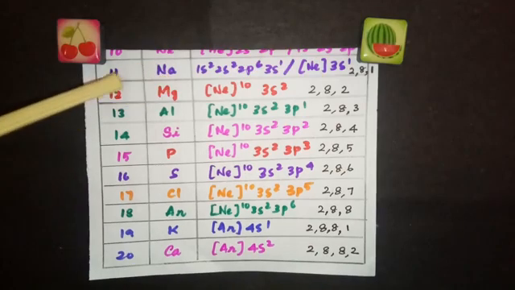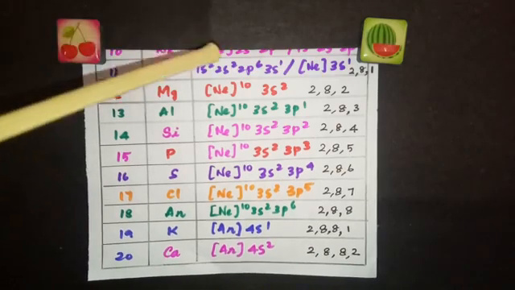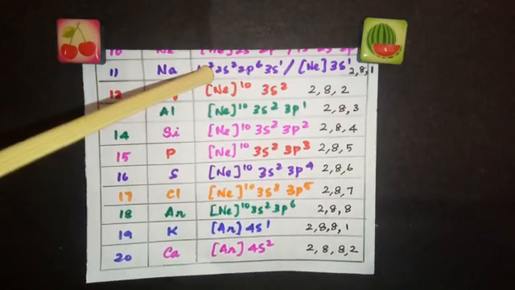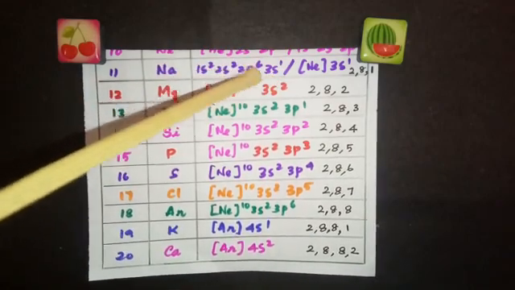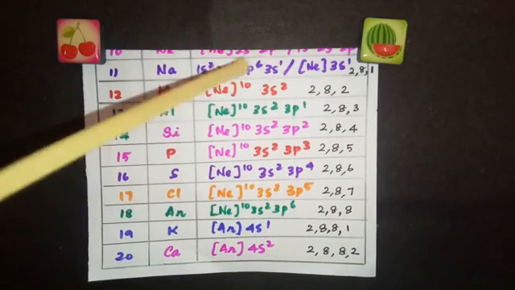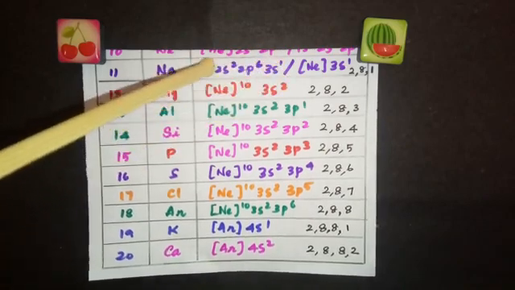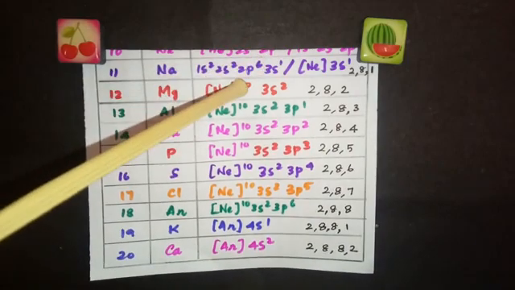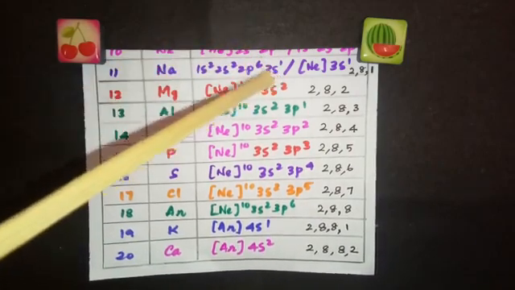Now look at sodium. The atomic number is 11. So 1s2, 2s2, 2p6, 3s1. See, 2 plus 2 is 4, 4 plus 6 is 10, 10 plus 1 is 11. So 11 electrons are there. So 2 electrons in 1s, 2 electrons in 2s, and 6 electrons in 2p, and the 11th electron enters 3s1.